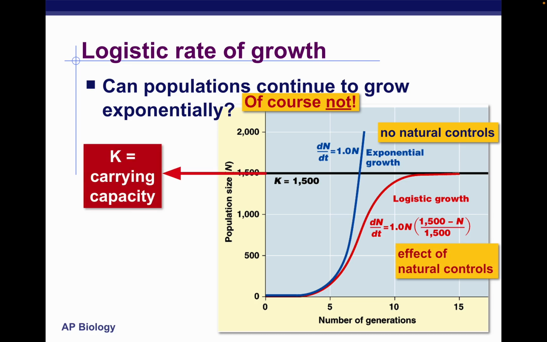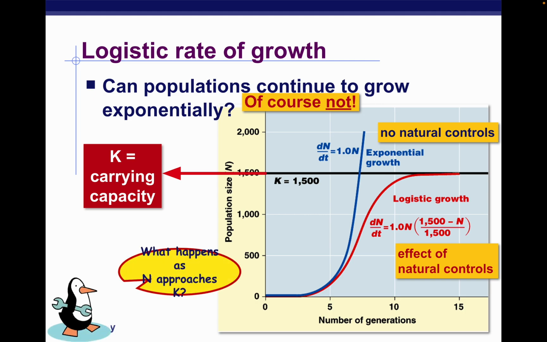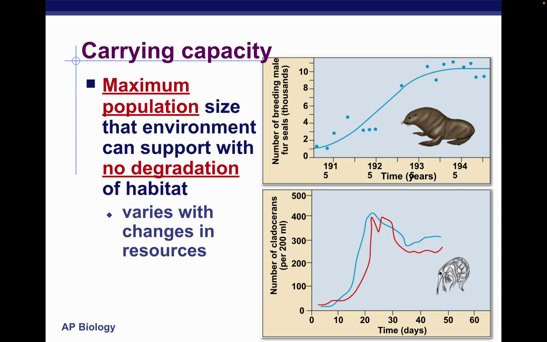All right, so K here is what we call carrying capacity. Carrying capacity is what is going to limit population growth: how much of a population the environment can sustain, right? So what happens as N approaches K? Here we have a maximum population size that the environment can support with no degradation of habitat. This varies with changes of resources. So we're taking a look at this example here. This flattened out curve usually indicates carrying capacity.